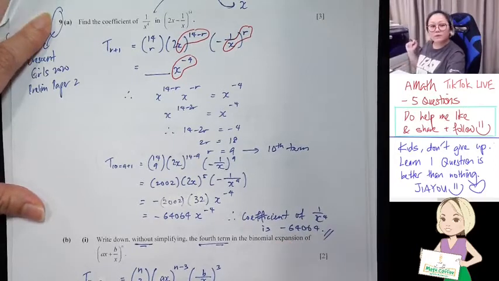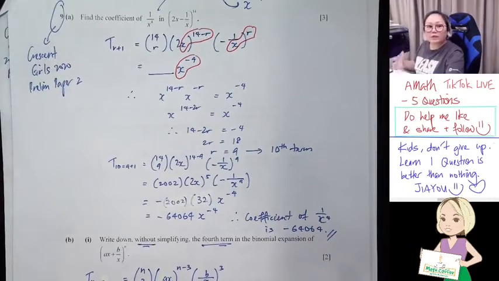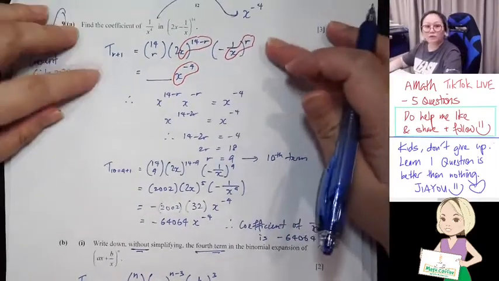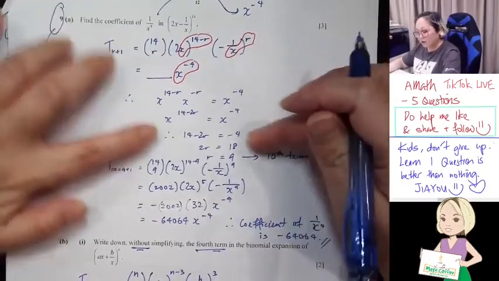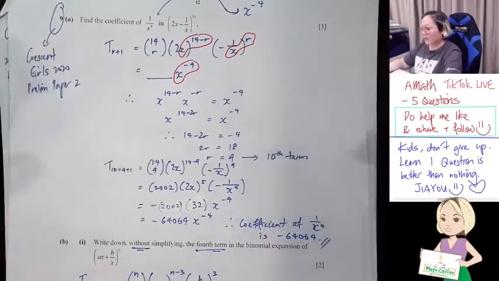Understand? So this kind of question will always come out, asking you to find the coefficient of such and such. And it's always to use the general term formula, form an equation to find out what r you have. Okay, this is very good.